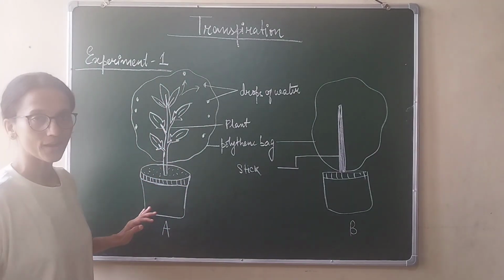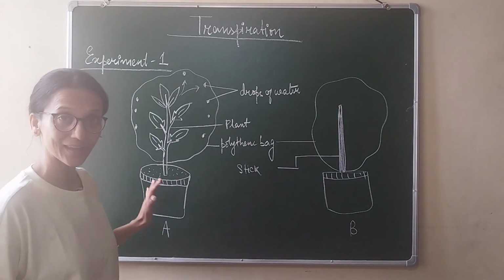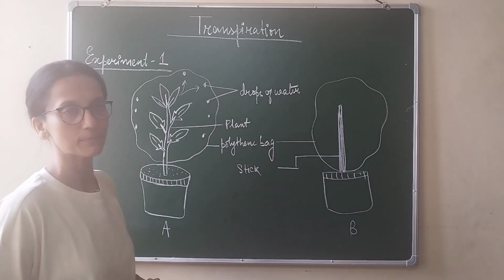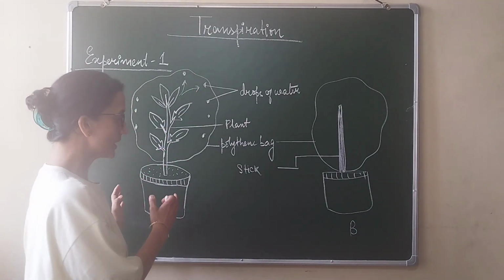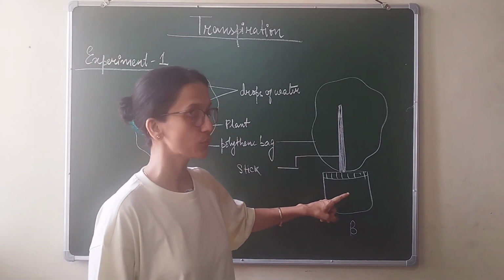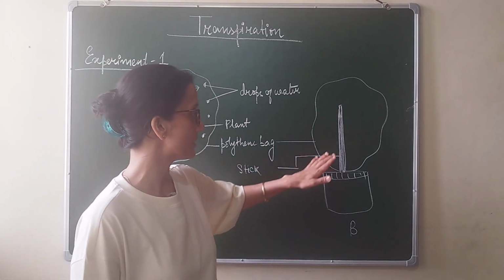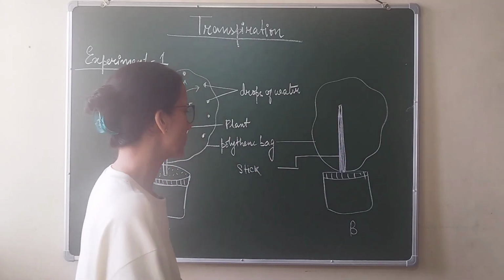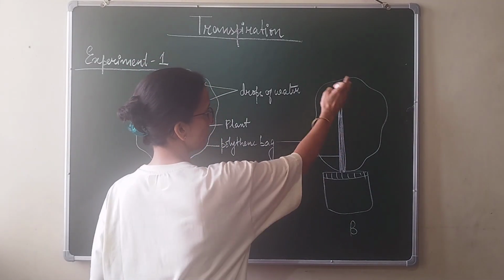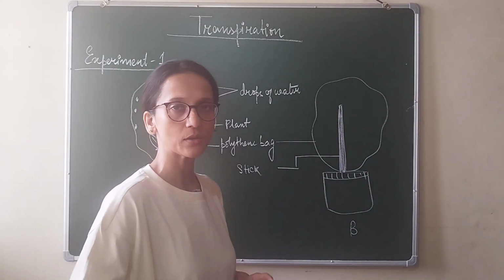In experiment number 1, we have taken a potted plant, a healthy potted plant, and we have covered the aerial part of the potted plant with a polythene bag, and we keep this setup out in the sun. Along with this setup, you are also going to keep a control. In the control, instead of a potted plant, what are we keeping? You can keep a stick or you cannot keep anything, just a support to keep the polythene bag intact and keep it out in the sun.